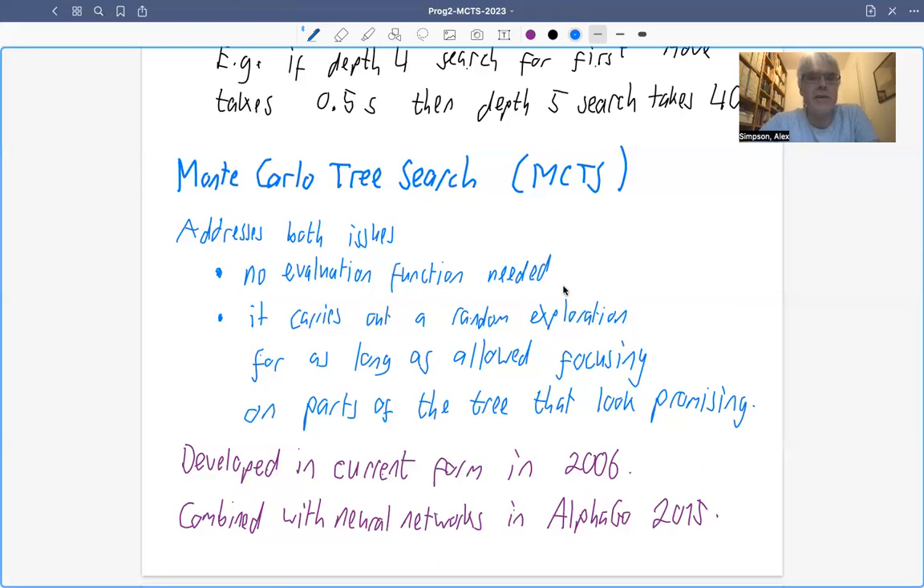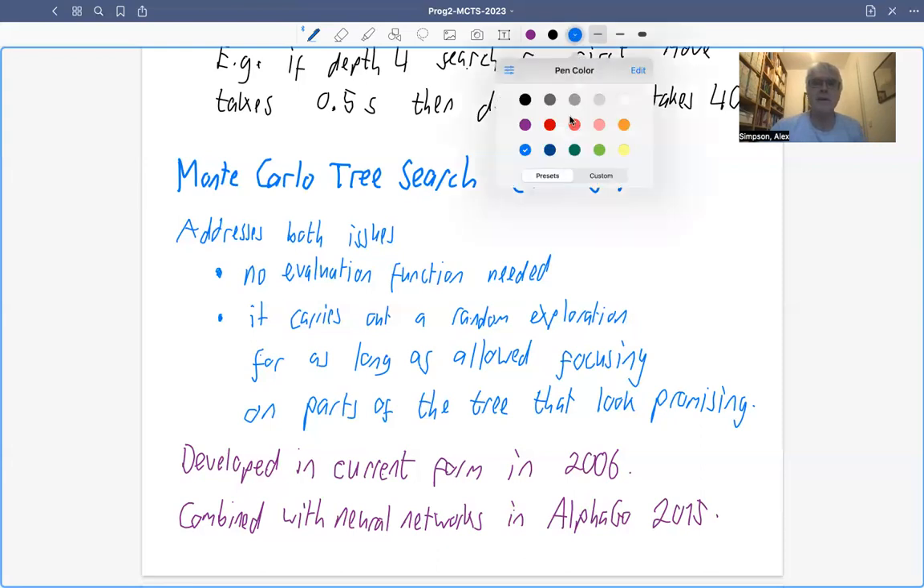It also avoids this problem with the huge discrepancies between different depths in the search, meaning that you can't fully exploit the thinking time. With Monte Carlo Tree Search, you can fully exploit the allowed thinking time, because it simply performs a kind of intelligent random exploration of the game tree, and it performs this exploration for as long as it's allowed to.